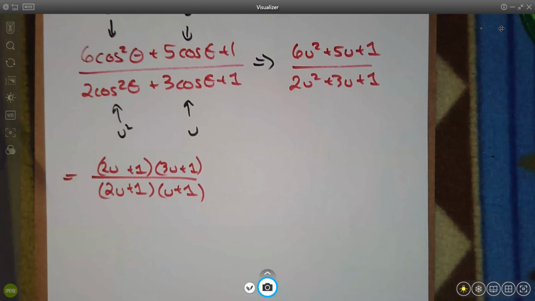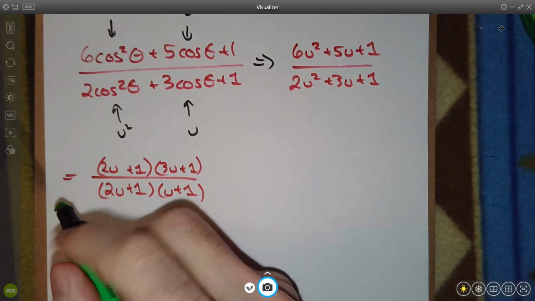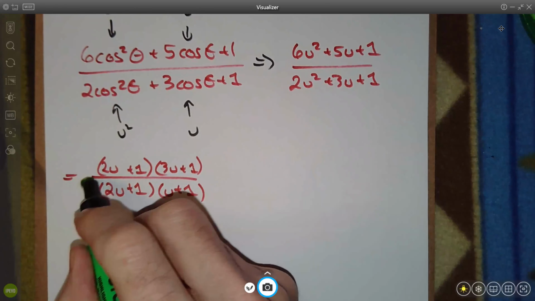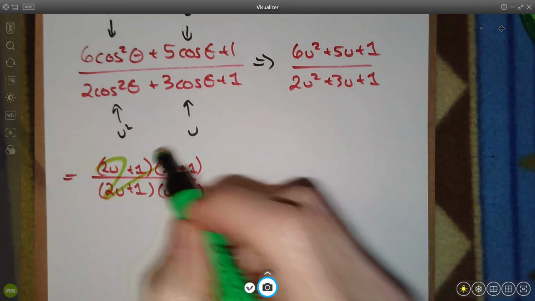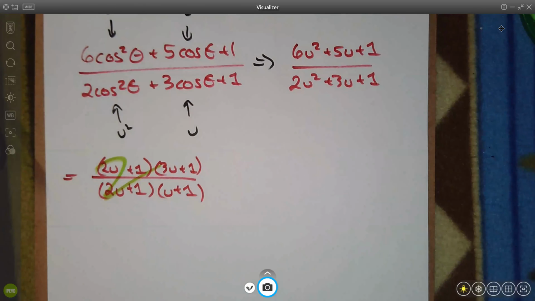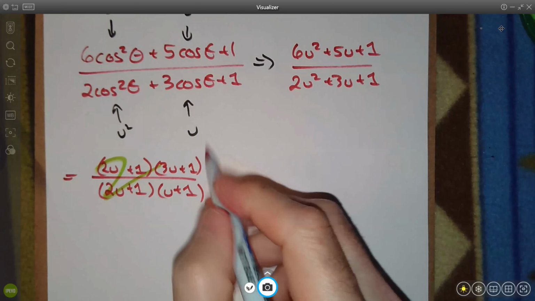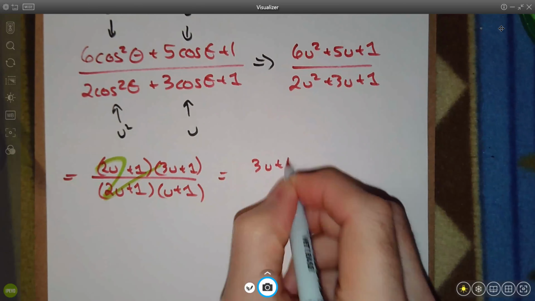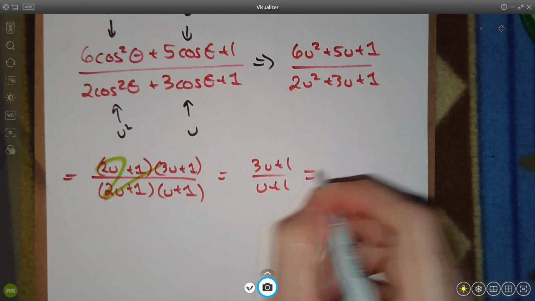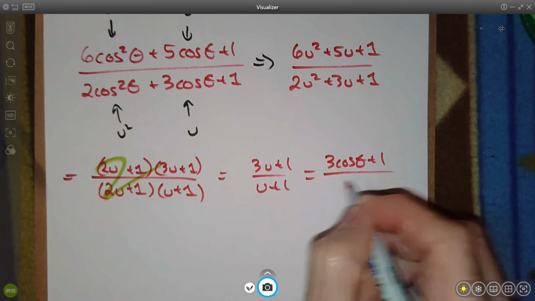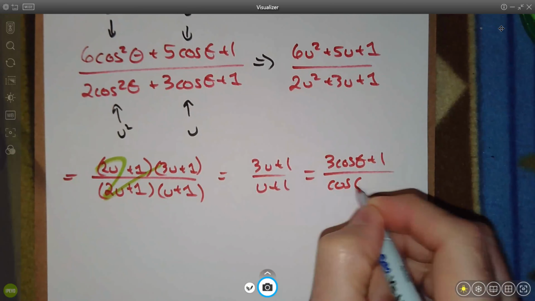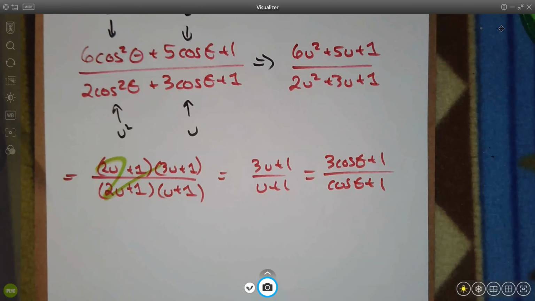Something looks inviting here. What are you just dying to do at this point in the problem? Cancel the 2u plus 1. Yeah. So you pull out your special Zorro pen and go, ole, and cancel those out. And that's going to leave you with 3u plus 1 over u plus 1. Oh, but wait, u is taking the place of cosine. And you're done. Nice.